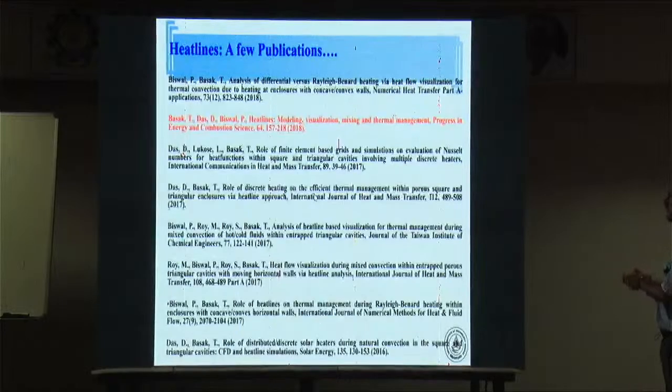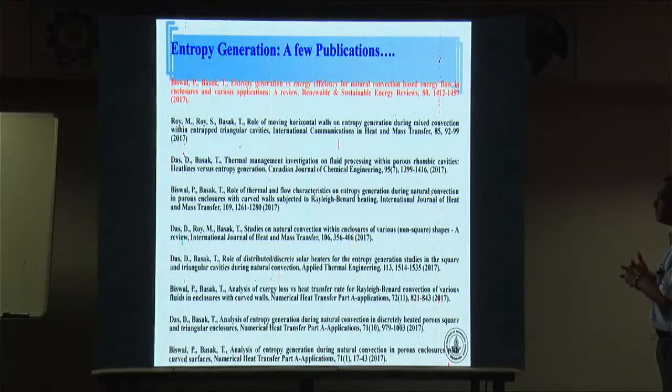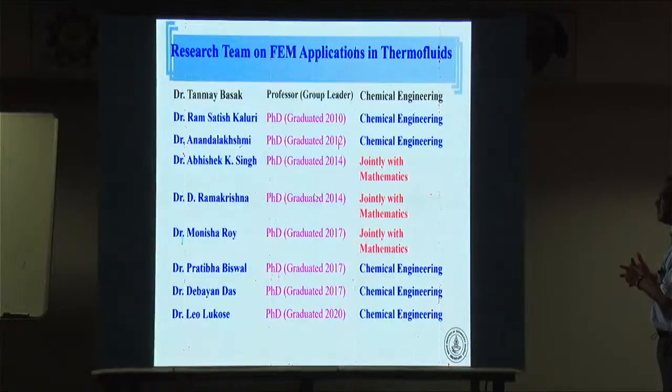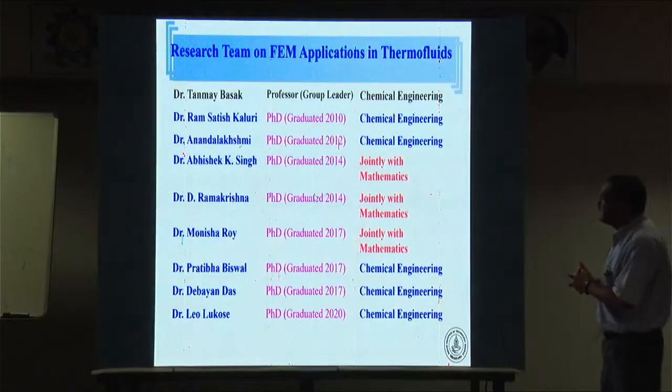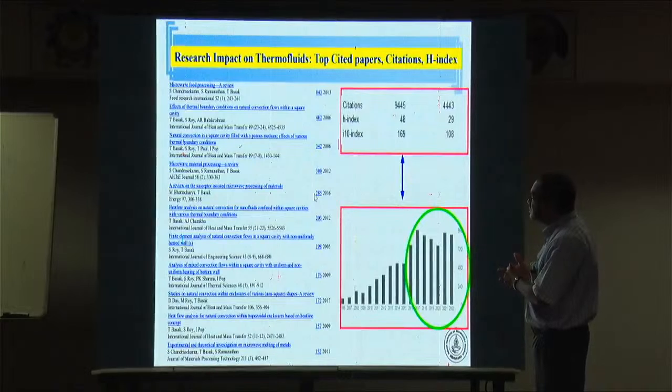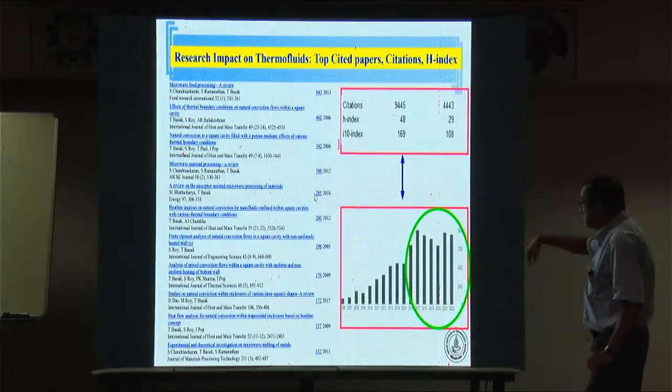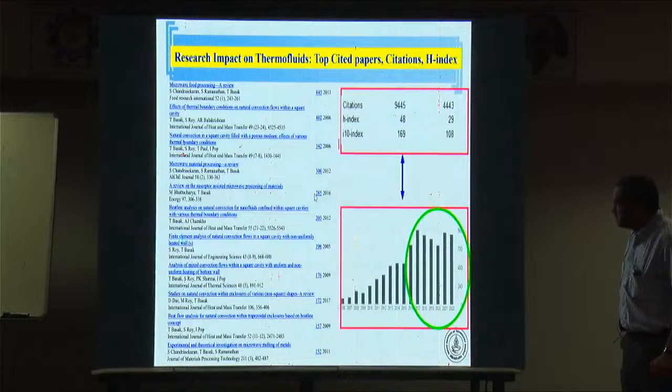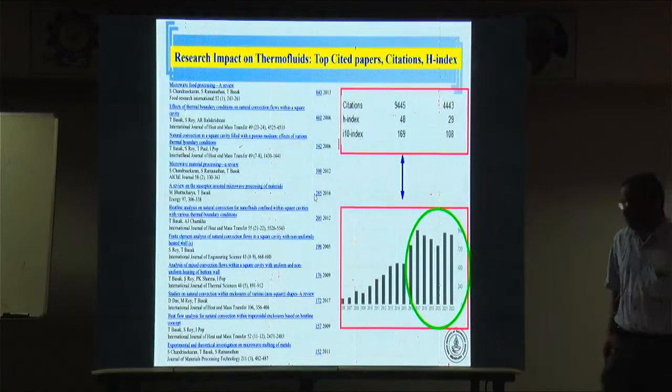Next slide, please. These are the different publications from our group. Next slide for heat lines. Next slide is entropy generation, different publications. Next slide. And research teams, we have guided PhDs, some from chemical engineering and some from the mathematics department. Next slide. Research impact, these are the citations of our group, the top cited papers we have, and this diagram says that we can publish in a lot of avenues and get a lot of citations. Thanks very much for your kind attention. Thank you.